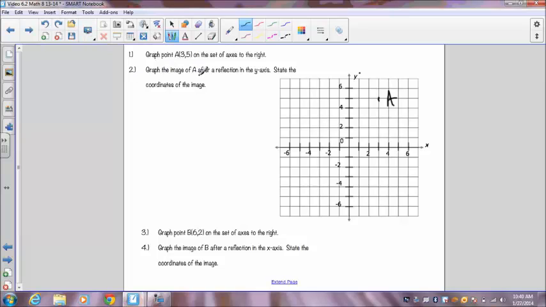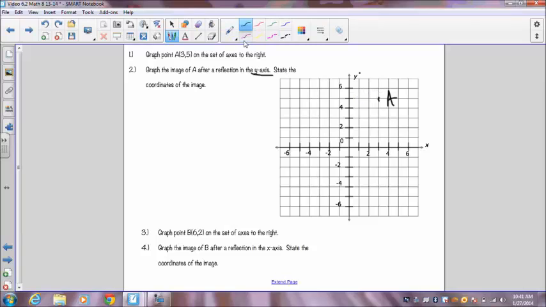Number 2, graph the image of A after reflection in the y-axis. State the coordinates of the image. So what I'm going to do is, since it's over the y-axis right here, I'm going to treat this y-axis as if it is my mirror, because remember, a reflection is just a mirror image. So I'm going to take this point A, and I'm going to see how do I go from A to my mirror. The only option that I have is to go left, and I have to go left 3.